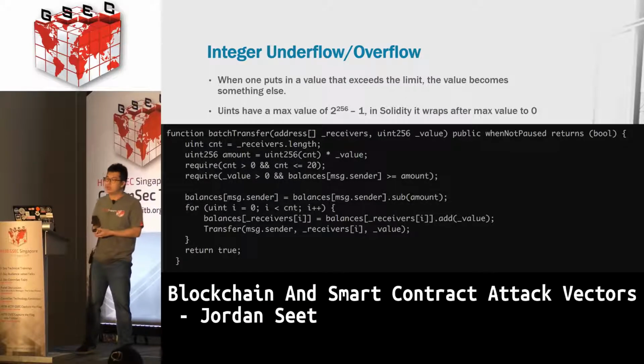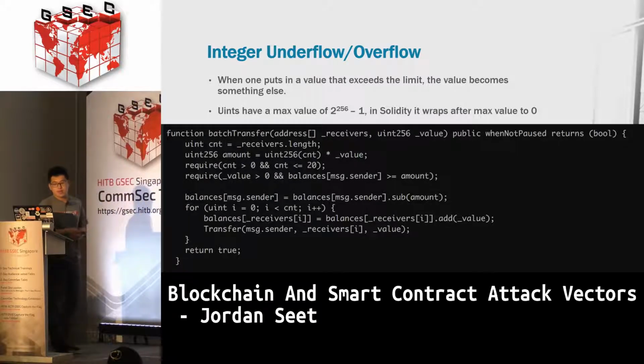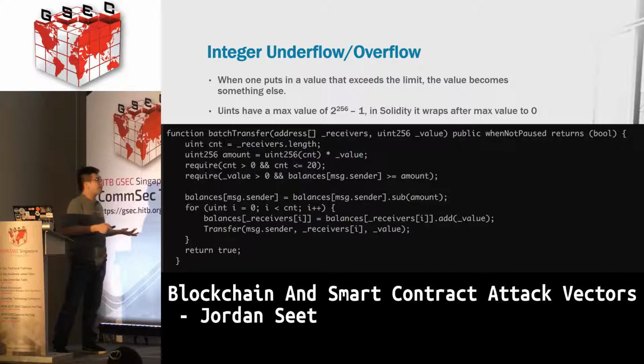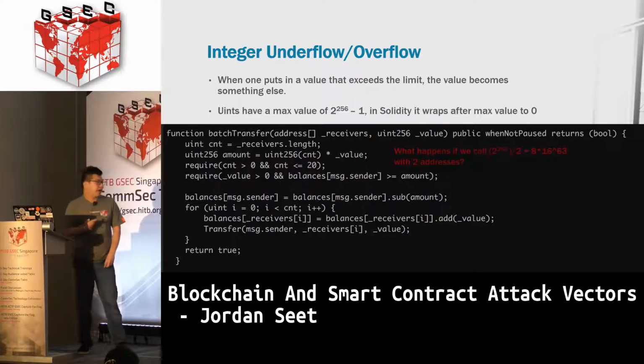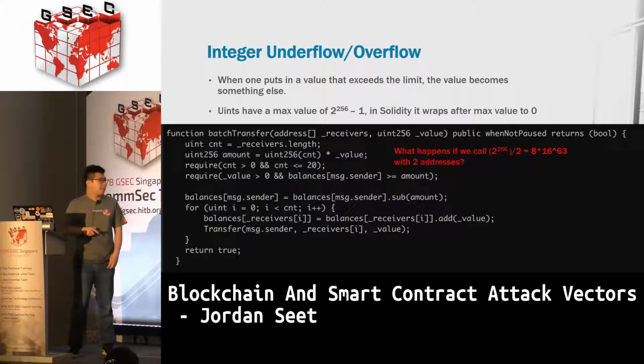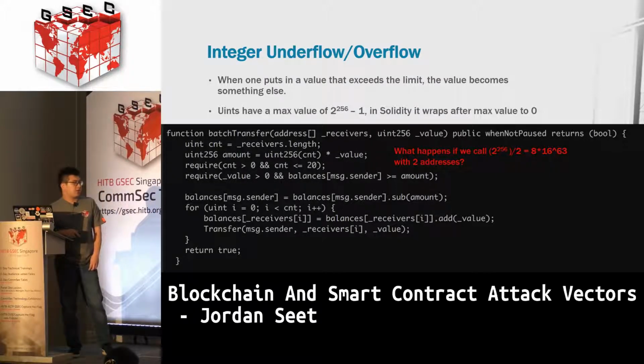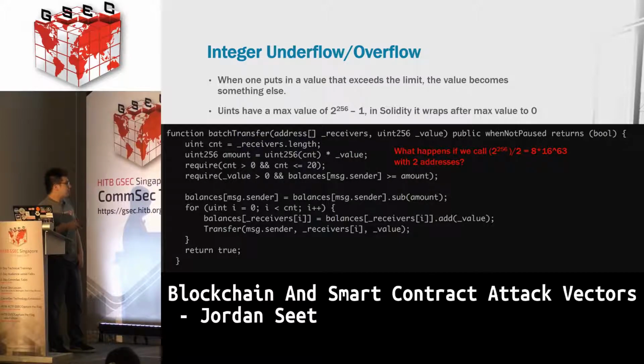In Solidity, which is the Ethereum programming language, uints, or unsigned integers, have a max value of 2 to the power of 256 minus 1. Now, what happens in this contract if I call 2 to the power of 256 over 2, which is 8 to the power of 16 to the power of 63, with 2 addresses? Let's run through that. We have 2 people, and the value is legit because we have a huge amount of value here.